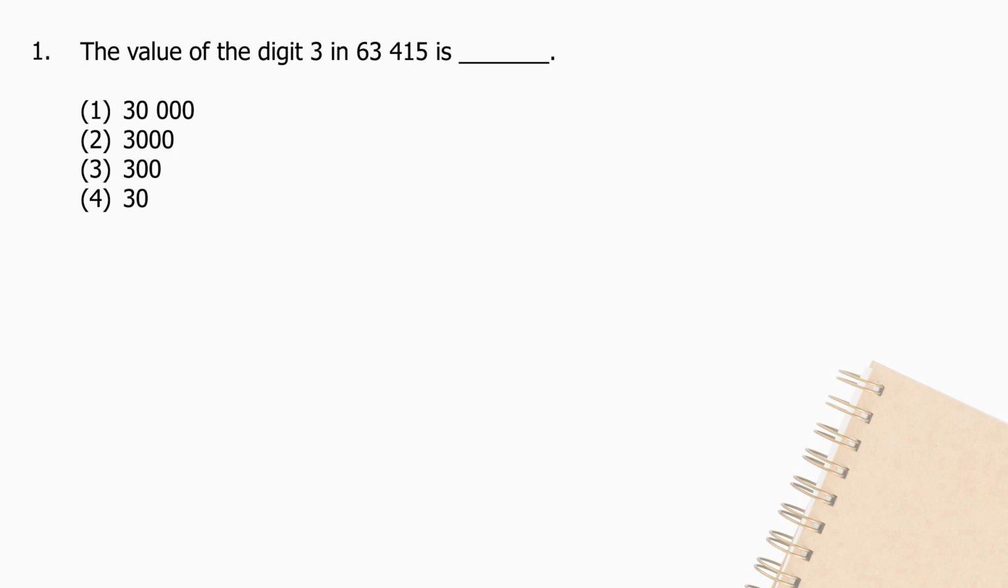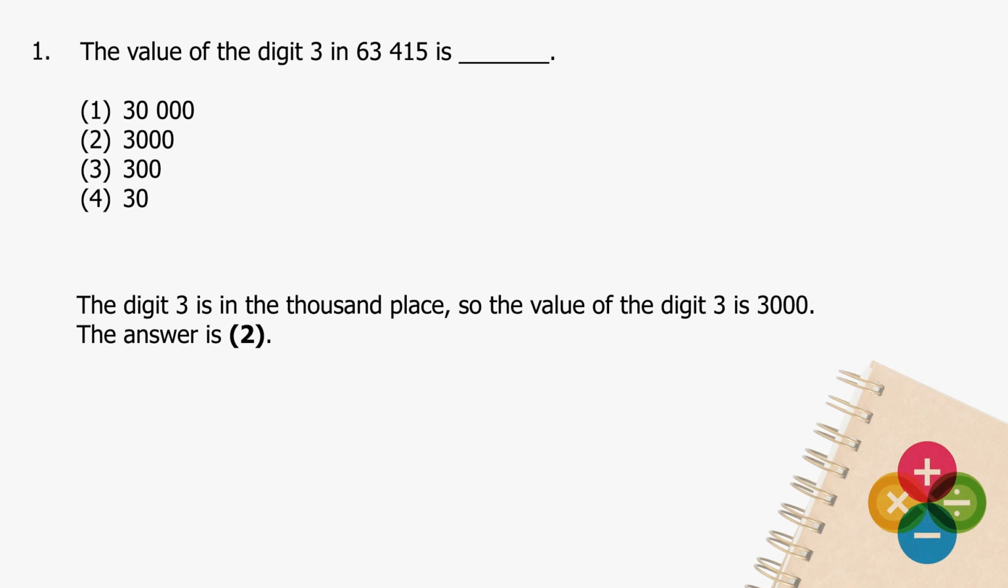Question 1. The value of the digit 3 in 63,415 is. The digit 3 is in the thousand place, so the value of the digit 3 is 3000. The answer is 2.